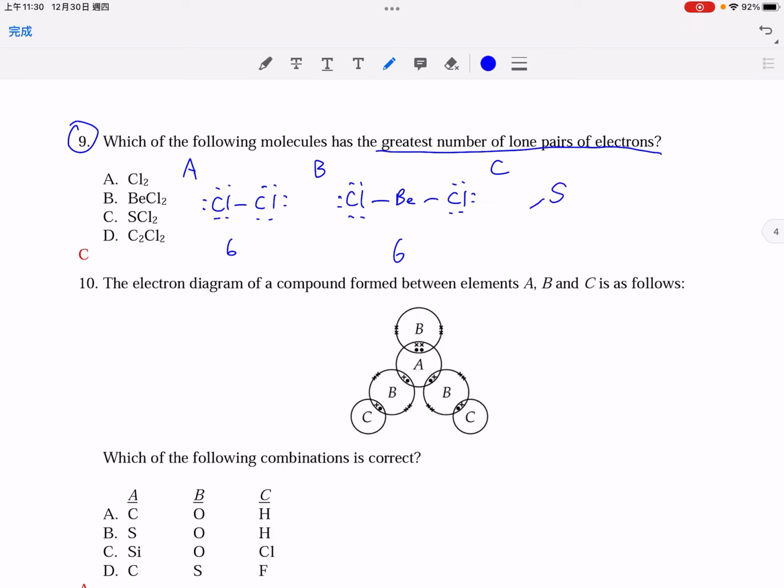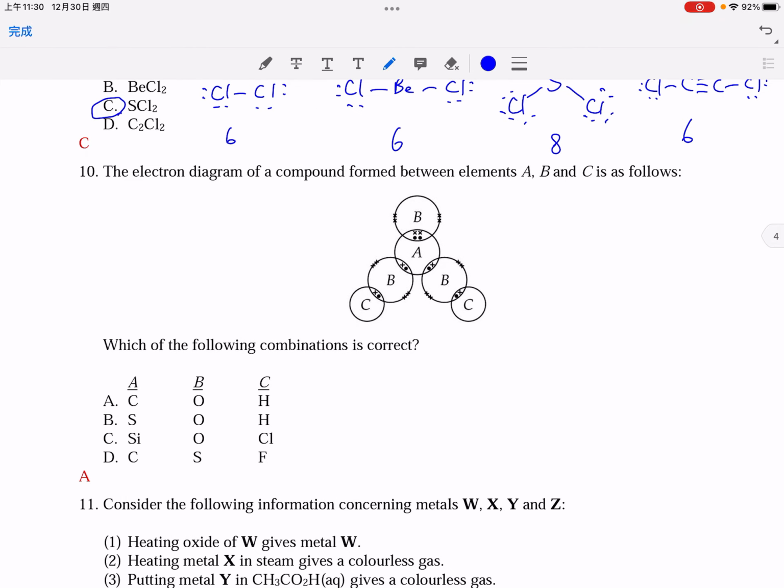SCl2, be careful, sulfur is group 6 after sharing electrons with 2 chlorine atoms. And there should be 2 lone pairs on the sulfur atom, so totally 8 lone pairs of electrons. D, C2Cl2. So be careful, C2Cl2, the 2 chlorine atoms should be bonded to carbon atoms like this. That means the carbon-carbon bond should be a triple covalent bond. So 6 lone pairs of electrons. So the answer is C.